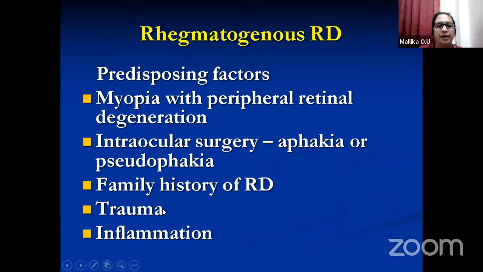Trauma, I explained, again leads to early vitreous degeneration and inflammation, that is patients with chronic uveitis. Normally the vitreous becomes fluidic after 50 years of age, but in these situations, that is in trauma, in chronic uveitis, in myopia, the vitreous becomes fluidic before 50 years of age. Okay, understand?